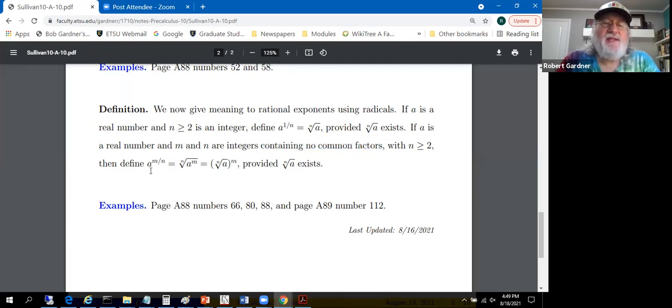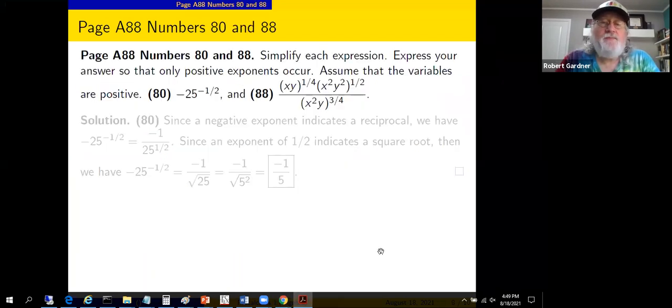So by definition, raising a real number to an m over n power is taking an nth root, the number in the denominator, and raising it to an mth power. Order apparently doesn't matter. And it's a definition, you can't argue with it. So this is how rational exponents are defined. Oh yeah, provided there's no square roots of negatives that pop up in this stuff. And instead of writing roots all the time, we could deal with exponents. And that's what the last few examples are about. So let's go through those.